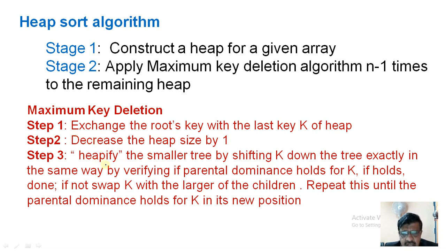Then once again we have to heapify the smaller tree, by shifting k down the tree in exactly the same way, by verifying if parental dominance holds for k. If it holds, done. If not, swap k with the largest of the children. Repeat this until parental dominance holds for k in its new position. So this is exactly what we call heap sort.